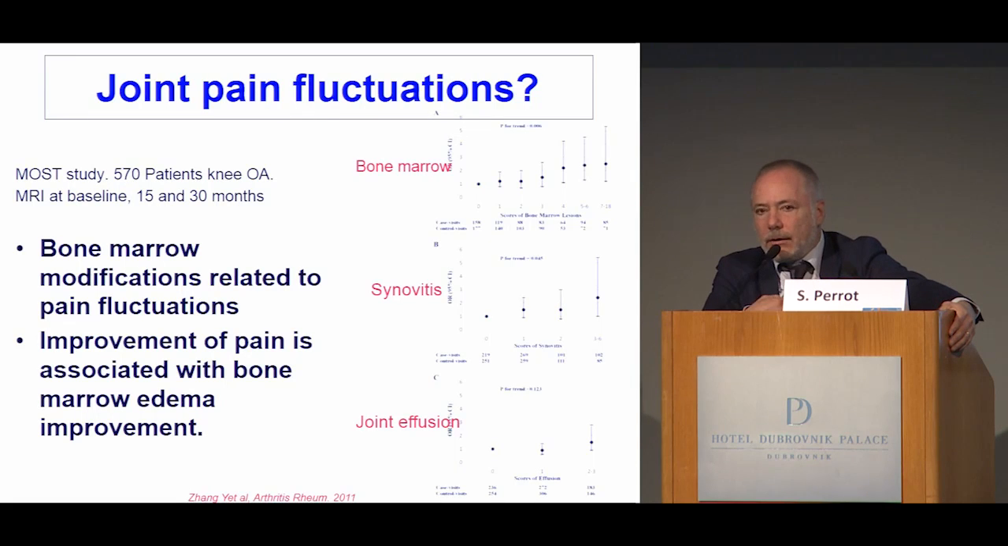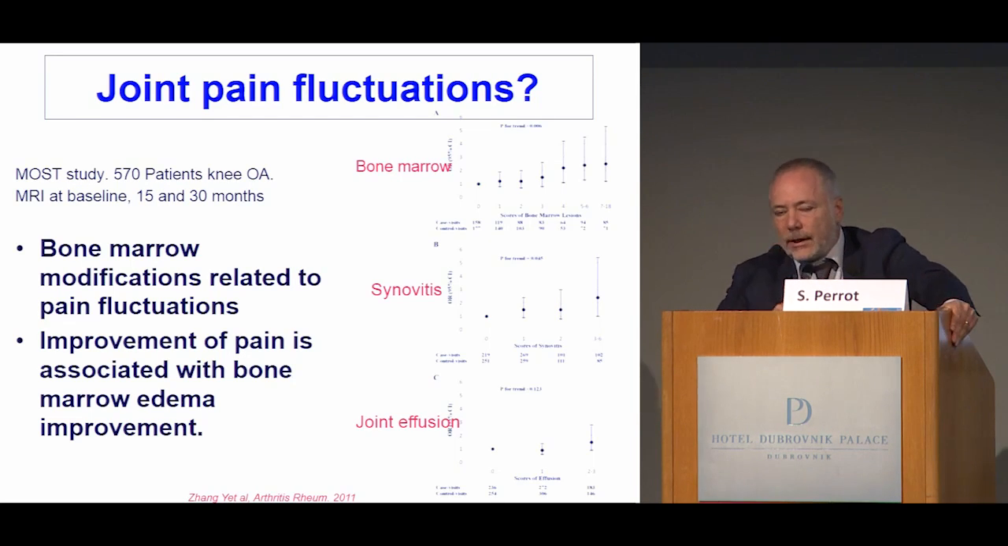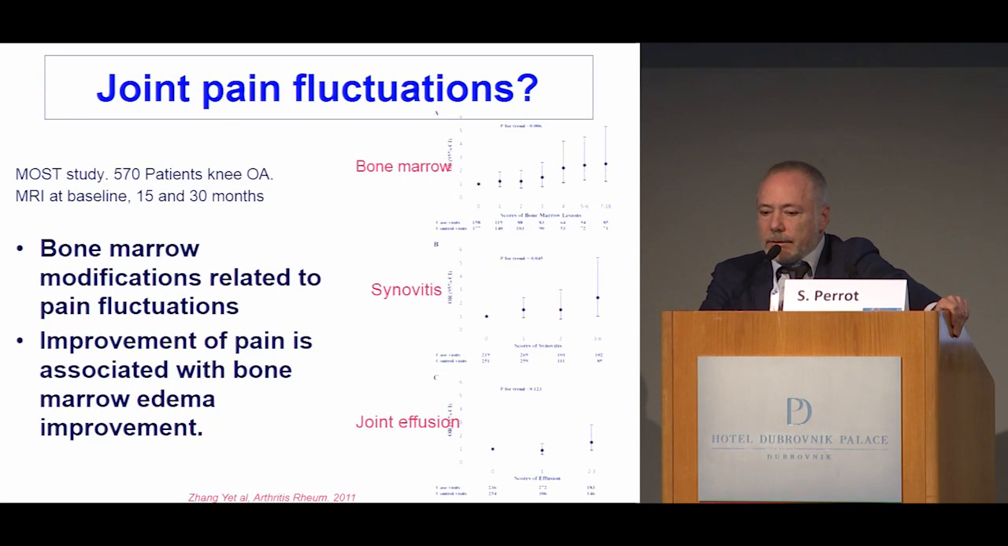As I mentioned, there is a lot of joint pain fluctuation. Pain is not stable from one day to another. And here is a very interesting longitudinal study looking at pain fluctuation from one day to another, demonstrating that bone marrow lesions are very important to consider in this pain fluctuation, with a very important odds ratio for these bone marrow lesions, and demonstrating that when pain decreases, it is associated with a decrease of bone marrow lesions in this cohort study.